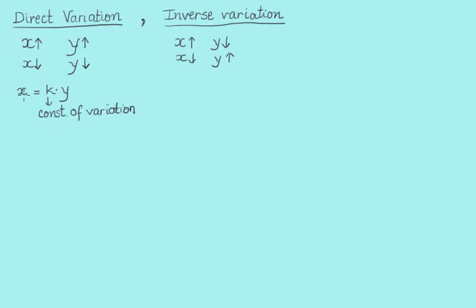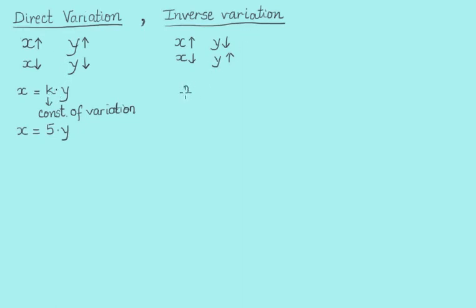Now you can see, let's put in some numbers. Let x equal 5y, so k is 5 here. If y goes up, then x is 5 times that number, so x is also going to go up by a ratio of 5. So that is the idea behind direct variation.